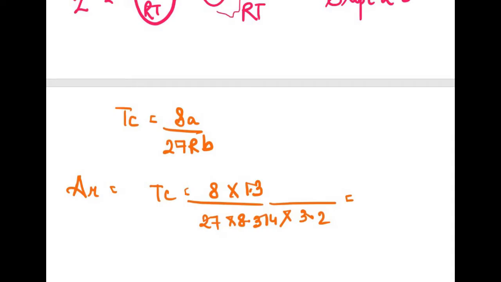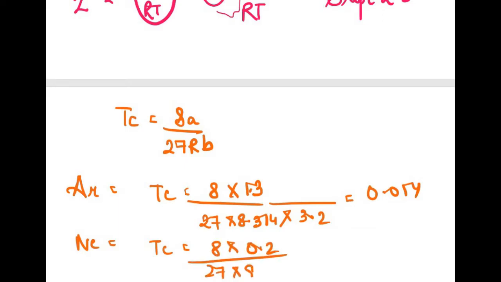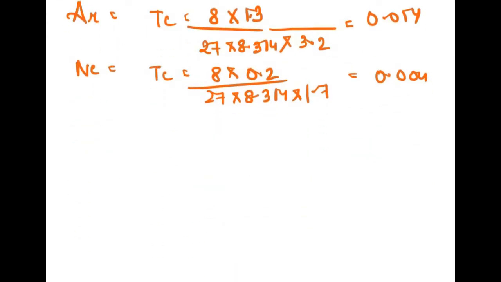Now on solving this, it comes out to be 0.014. Neon comes out to be Tc is equal to 8 into 0.2 by 27 into 8.314 into 1.7. This is effectively 0.004. Next is krypton.